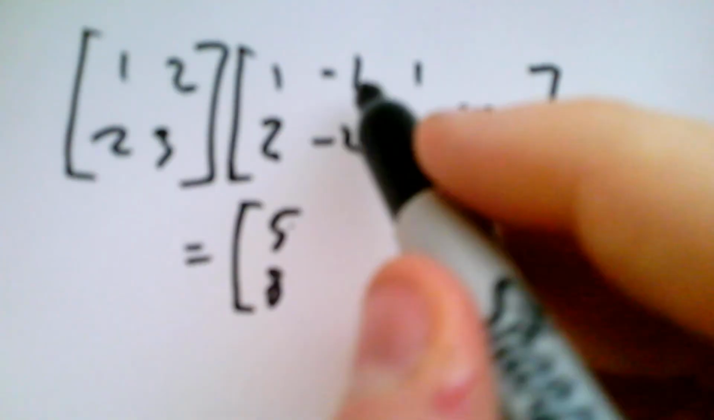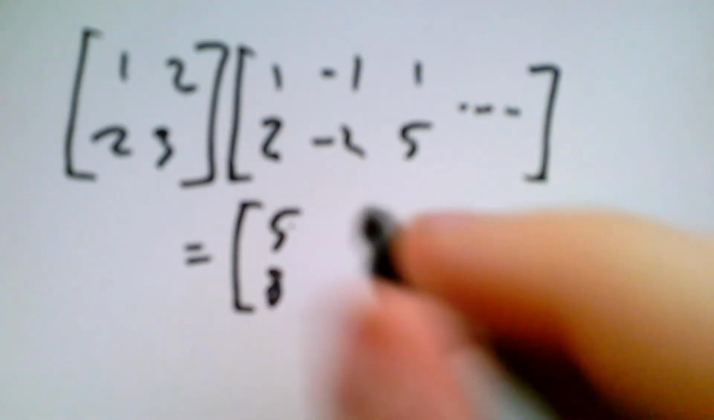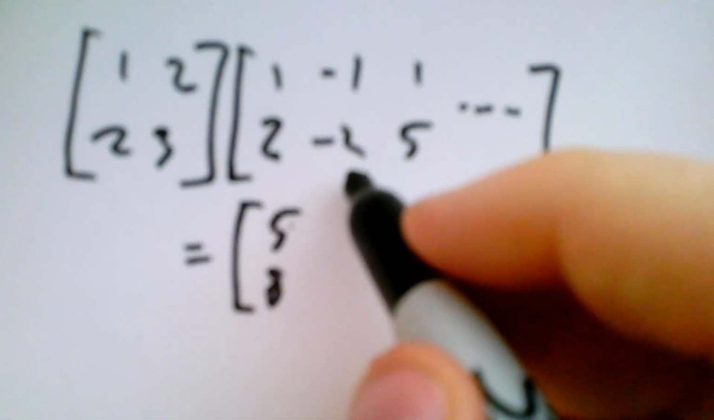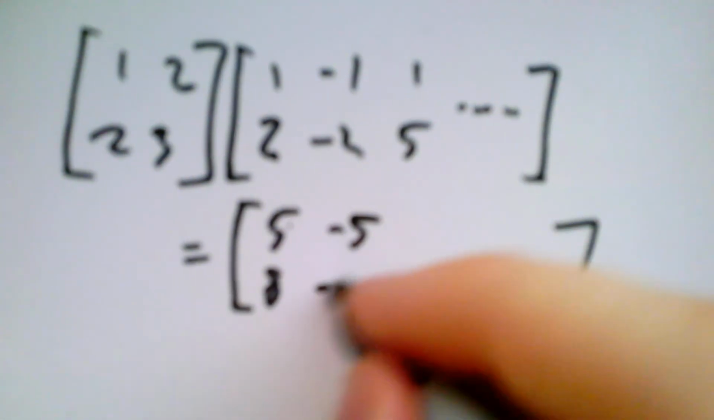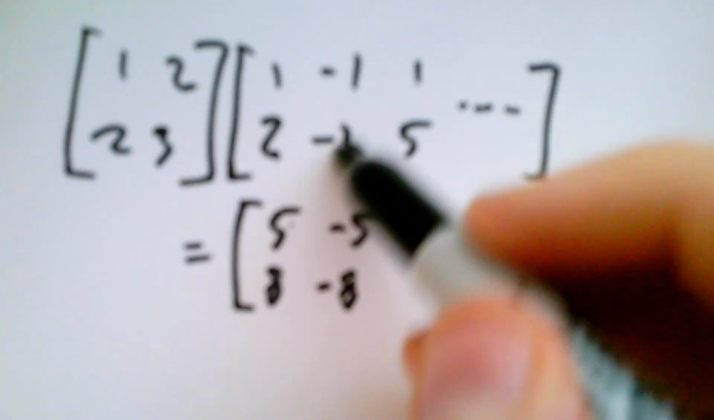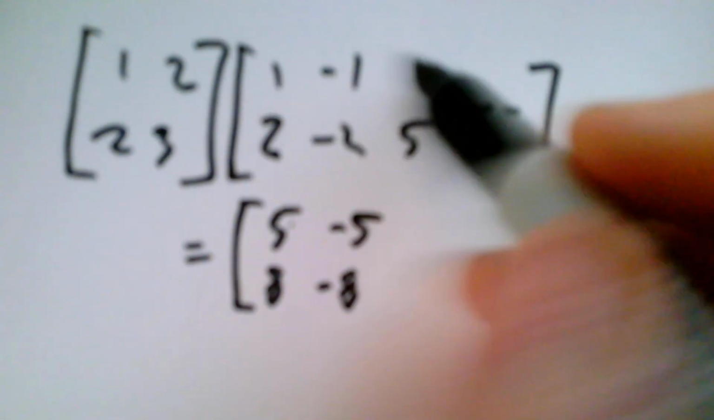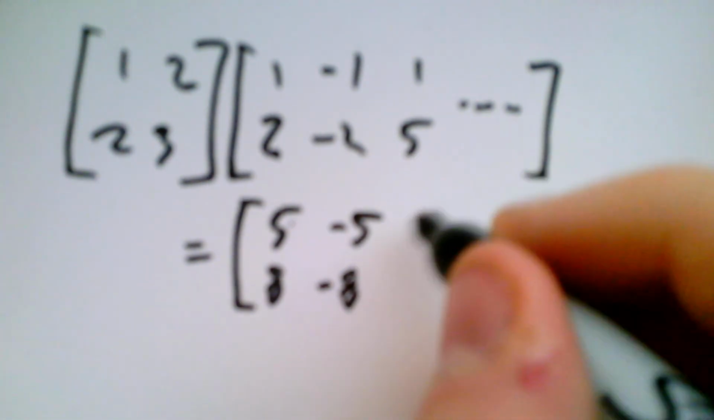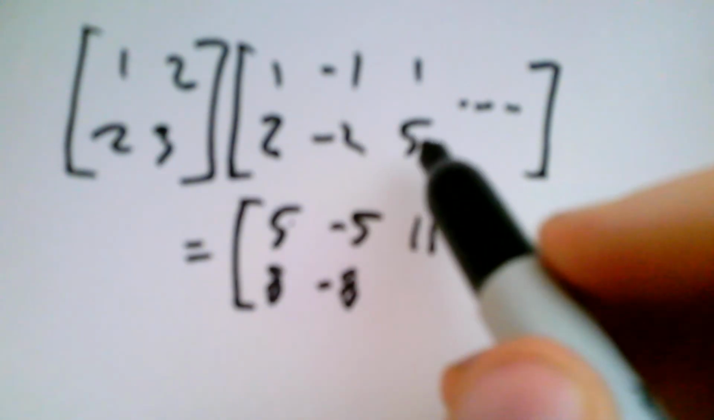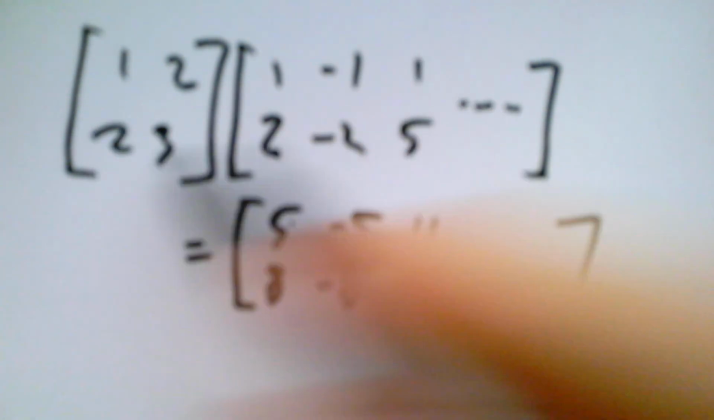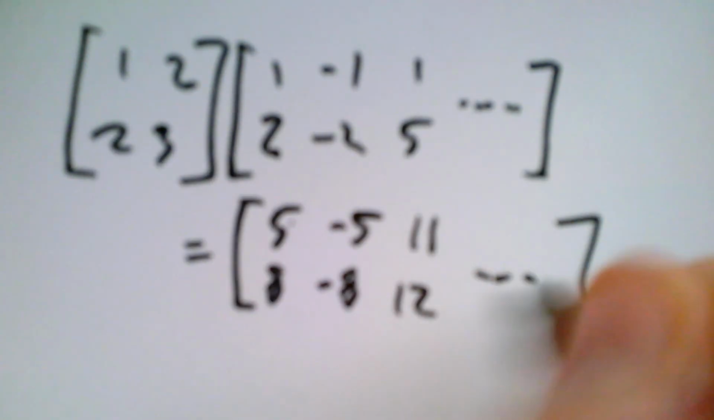So 1, 2, we get 1 times 1, -1 is -1, 2 times -2 is -4, so I get a -5, and I get a -2, and a -6 is a -8. That makes sense because this is the negative of this point here. 1 times 1 is 1, plus 2 times 5 is 10, 1 plus 10 is 11, 2 times 1 is 2, 3 times 5 is 15, 2 plus 15 is 17, and so on.